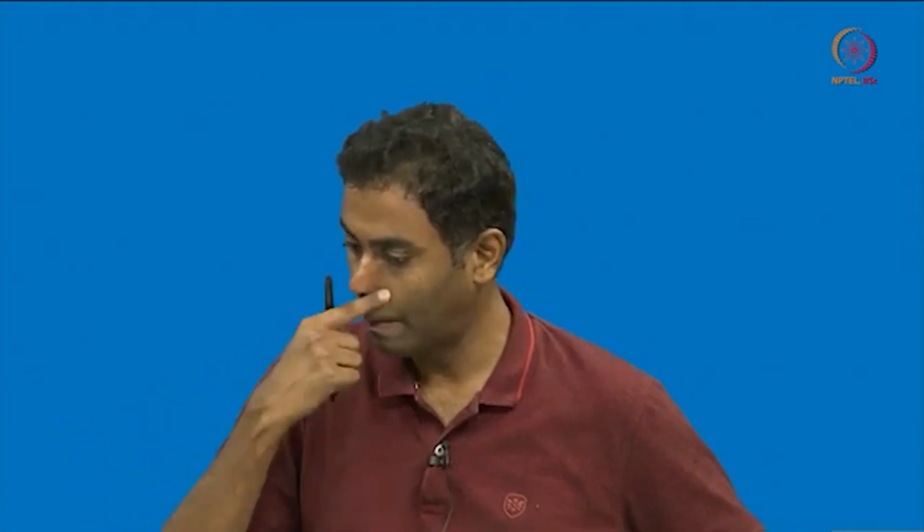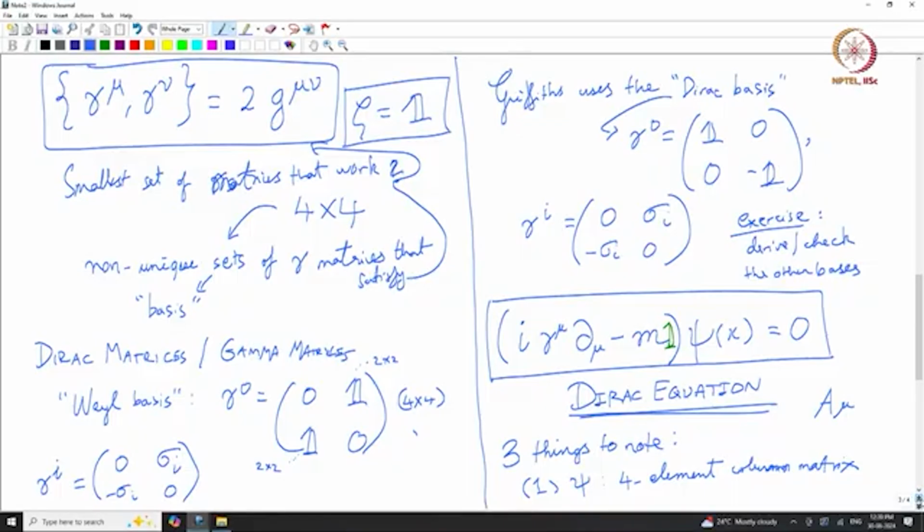Okay, welcome back to Particle Physics and the Standard Model. This is lecture 26, and as you can see here, in the previous lecture we constructed the Dirac equation, which is the equation of motion for spin half states, correct?